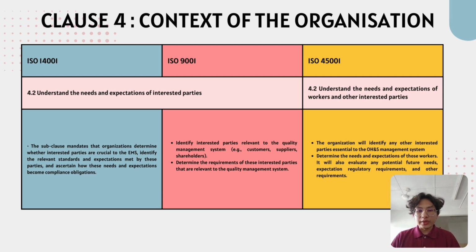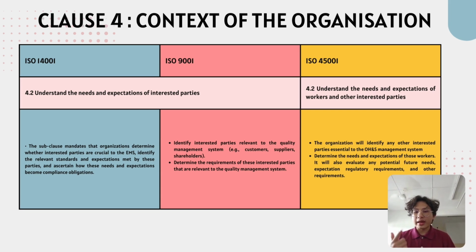For ISO 9001, identify interested parties relevant to the quality management system, and then determine the requirements of these interested parties that are relevant to the quality management system. As for ISO 45001, the organization will identify any other interested parties essential to the occupational safety and health management system and then determine the needs and expectations of those workers. It will also evaluate any potential future needs, expectations, regulatory requirements, and other requirements.